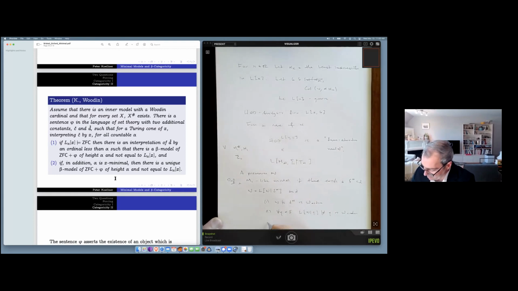And then the third is that N satisfies a certain amount of iterability. So for all eta less than delta, it thinks I am (eta, eta)-iterable. Okay, so those are all properties of M1.